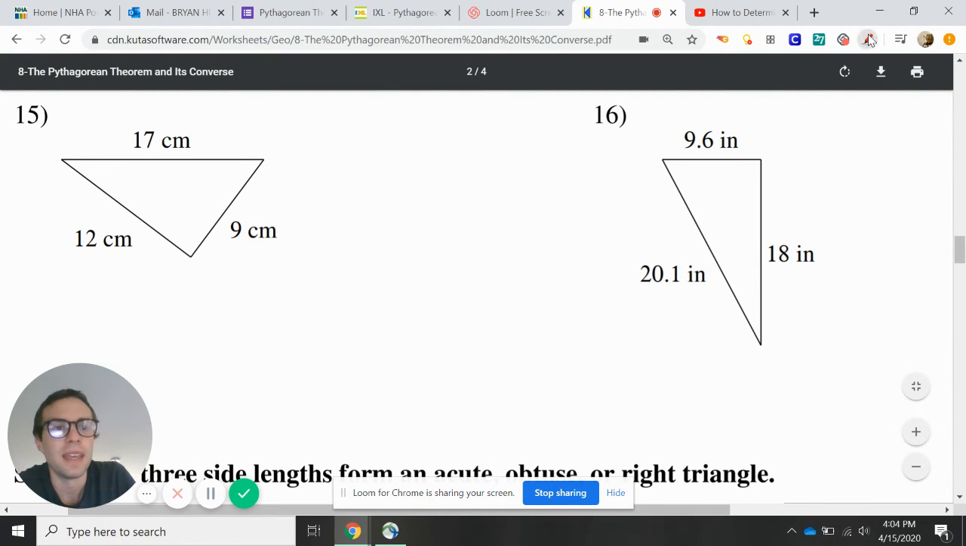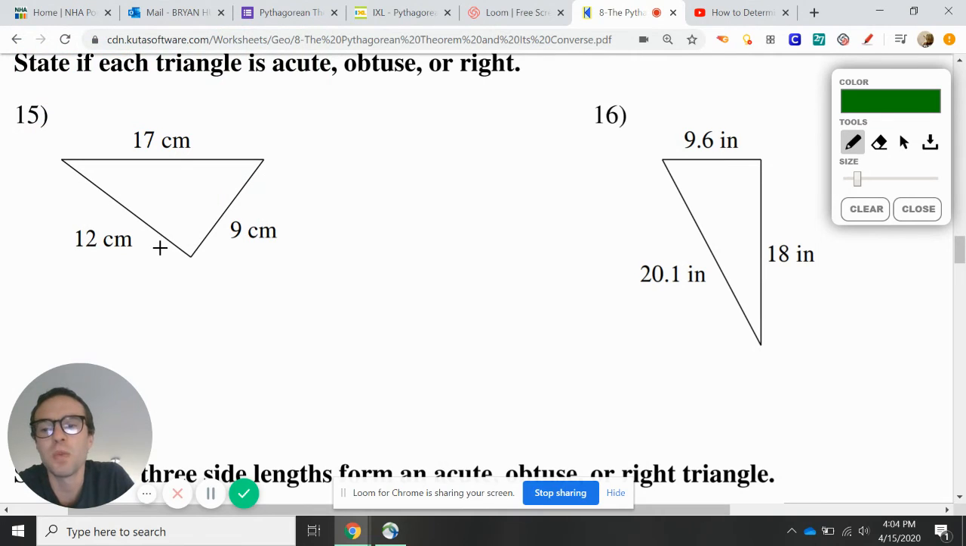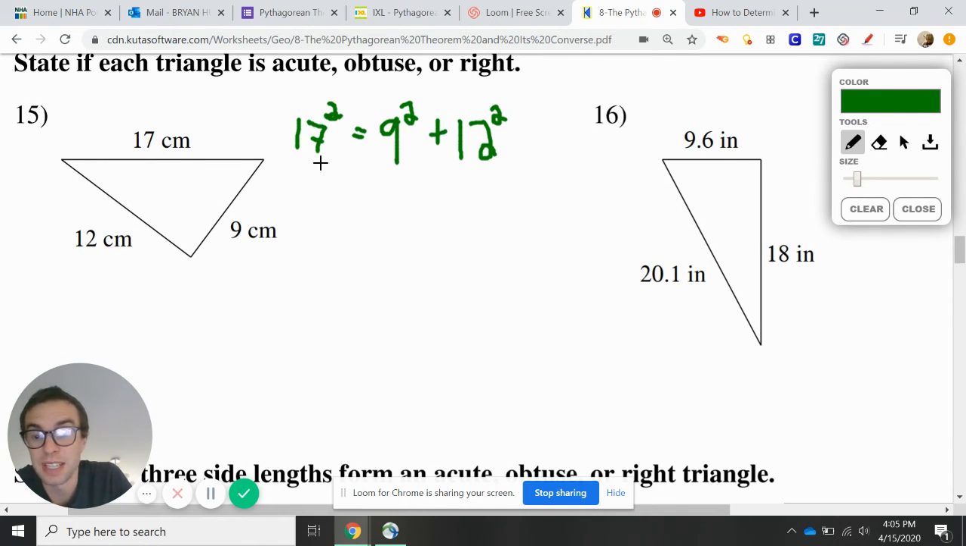So let's say I set it up. And I would say, all right, if it was a right triangle, my hypotenuse, my C, would be 17, because that's my largest. So it's 17 squared equals 9 squared plus 12 squared. Now, at this point, I would have to get all these numbers. So 17 squared is 289, right? So I would put that in there. So 289.